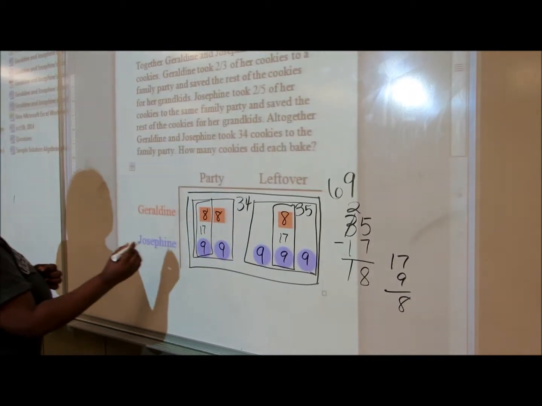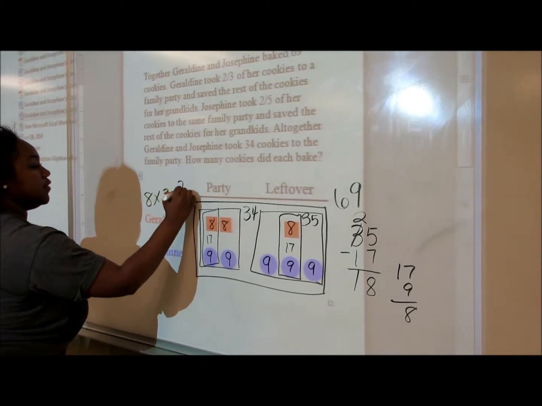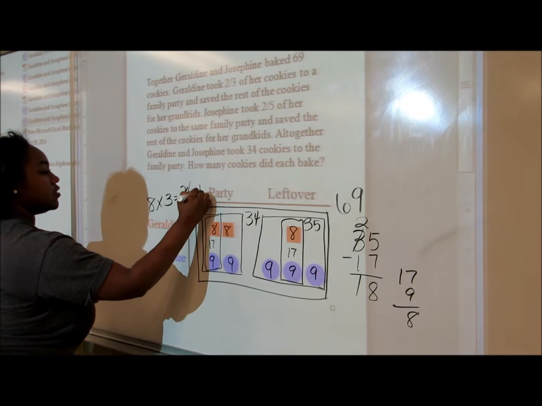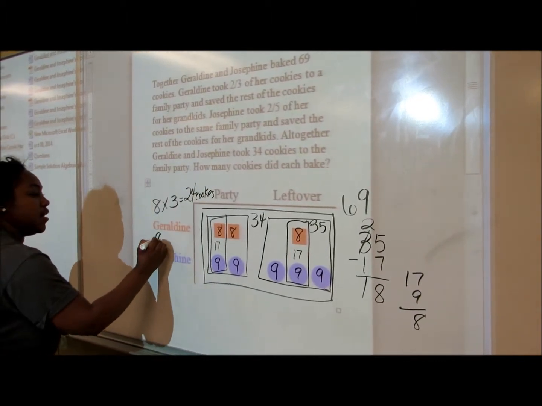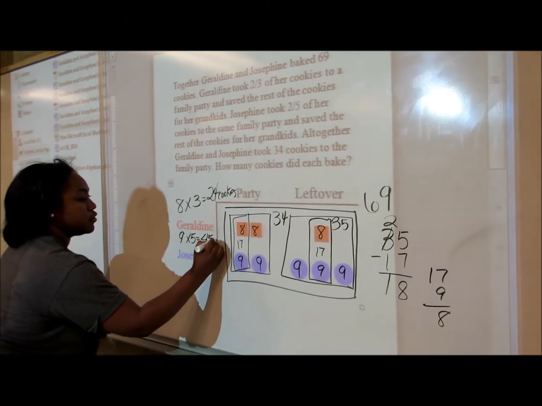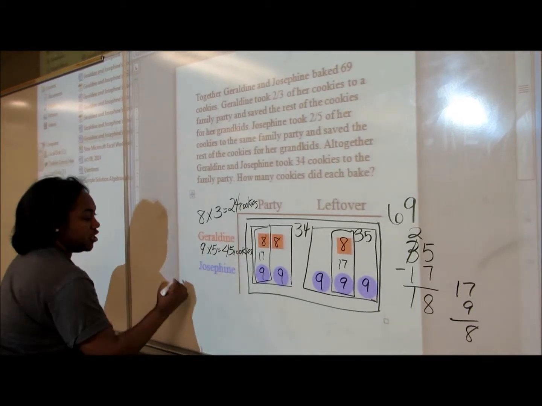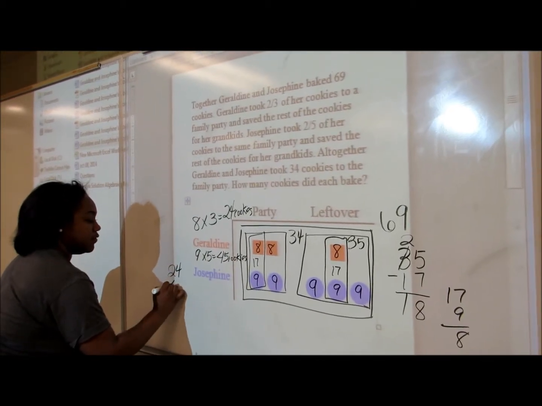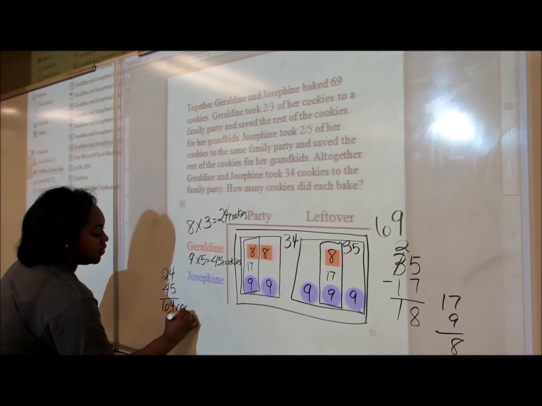And so Geraldine has 8 times 3, which is 24. So she has 24 cookies. And then Josephine has 9 times 5, which is 45 cookies. And if you go back and check your work, 24 plus 45 does give you the 69 cookies that they began with.